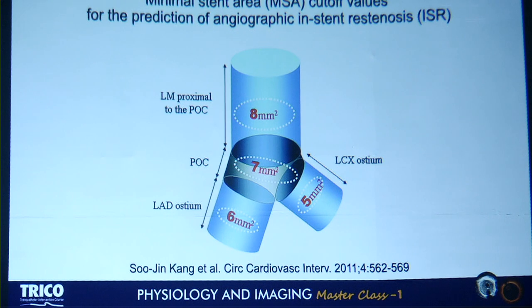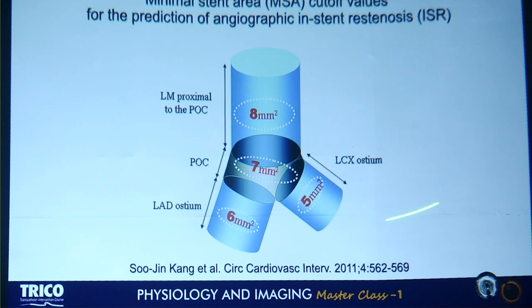So this again is a very famous cartoon. We must know at what level the minimal stent area cutoff should be achieved: 8 for left main, 7 for carina, 6 for proximal LAD, and 5 for proximal circumflex. This is for South Asian and Asian arteries. For Western arteries, they have increased by a quarter size, to 8.5, 7.5, 6.5, and 5.5. By and large, we should try to adhere to this, not all the time, in the interest of the patient.